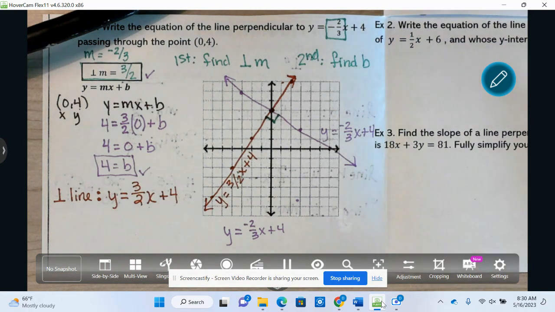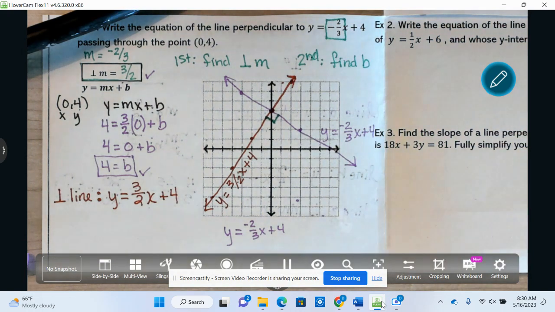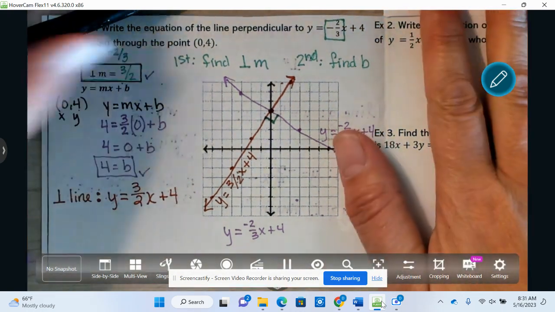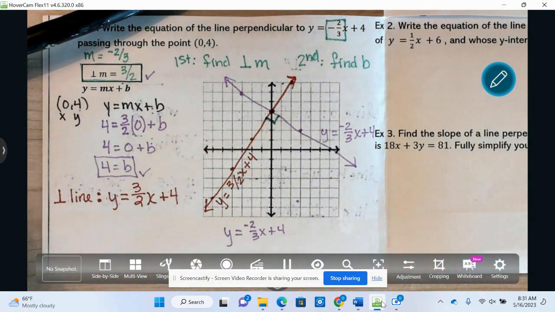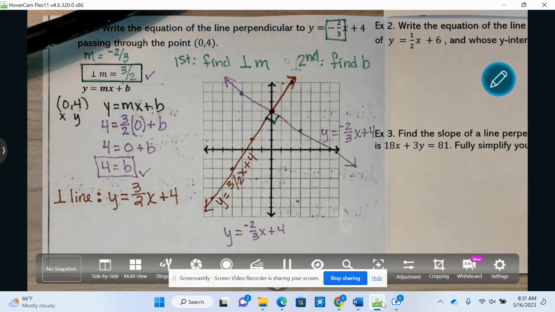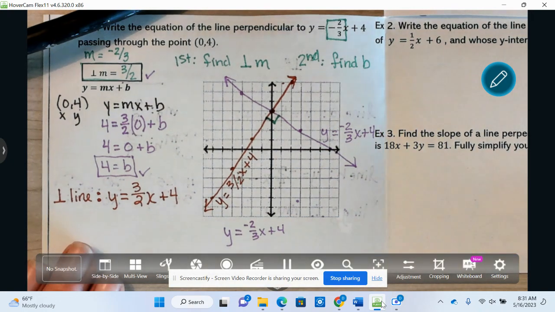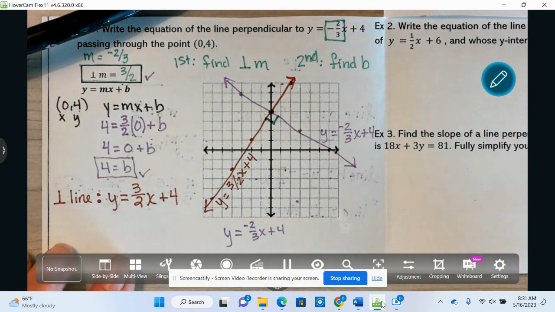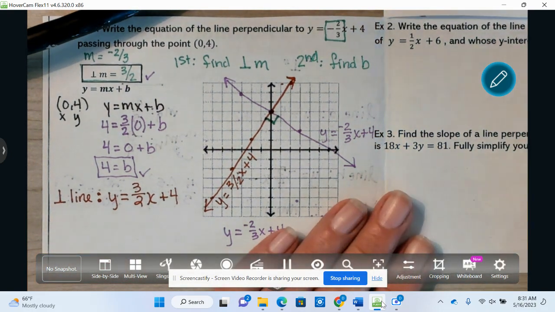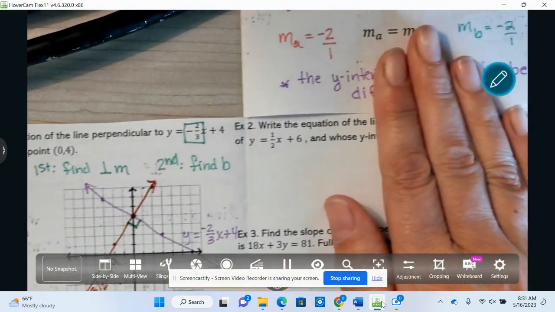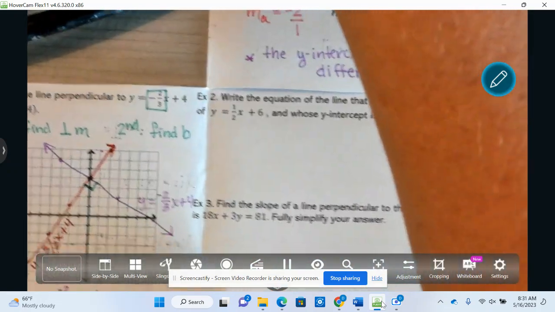So I'd say the only thing that's tricky about perpendicular lines is just making sure that you find the perpendicular slope first. You want that opposite reciprocal, opposite reciprocal. So let's do example number 2 and example number 3, but I'm going to wait for everyone to finish this one. So it looks like some of you are still graphing. Okay, we all good? All right, so number 2 and number 3.